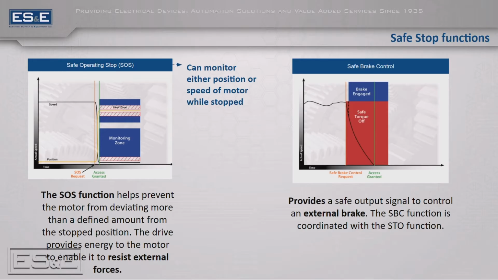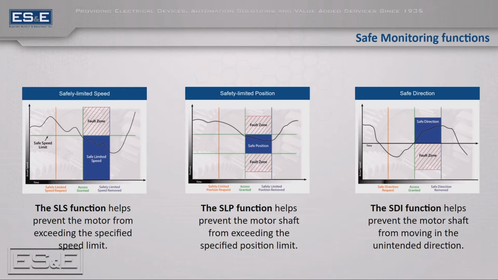Here are some of the safety monitoring functions, more advanced. So here's a safe limited speed function. When we request access to the location, or request that we move into a safe limited speed mode, the motor is going to go down to that safe limited speed, and then we're going to continuously monitor the speed to make sure we're not going above our pre-configured speed limit. If we do, we're going to fault out. So this is just a continuously monitored limited speed.